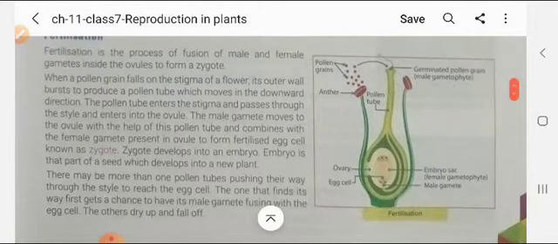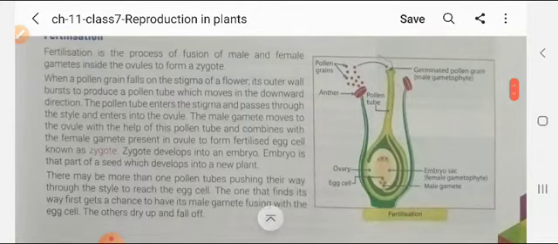So dear students, you can see here that when a pollen grain falls on the stigma of a flower, its outer wall bursts to produce a pollen tube which moves in the downward direction.